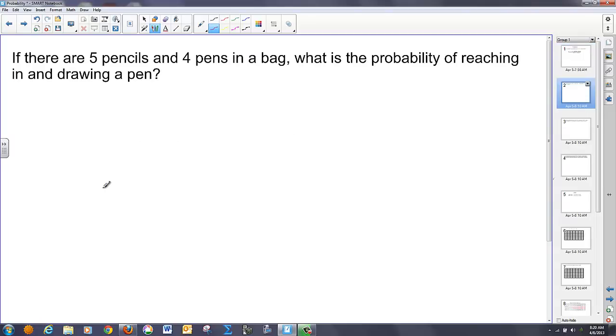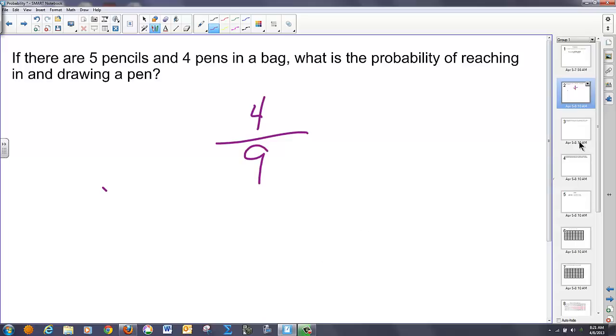So here is your 7th grade problem. If there's 5 pencils and 4 pens in a bag, what's the probability of reaching in and drawing out a pen? And basically there's 4 likely chances of that happening. So we pop a 4 on top of our ratio, and there's 9 total things that could happen. So 4/9 is going to be your probability, and that's as easy as it'll ever get.